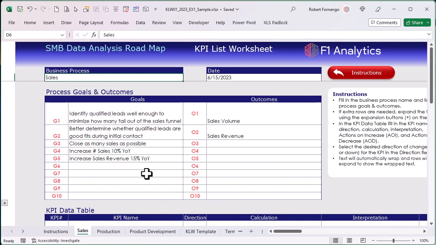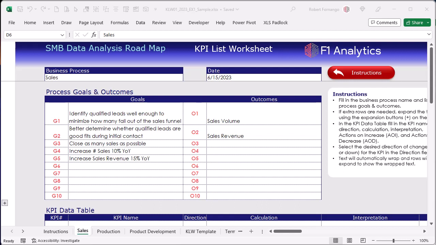The outcomes that we're looking at very specifically, obviously, are going to be our sales volume and our sales revenue. The other potential metrics that we'll have that we look at during this process are going to be related to the process itself and may not necessarily be outcome specific. Additionally, there could be other specific goals and outcomes depending on your sales process, but this gives us a good start to show how to fill out the KPI list worksheet.